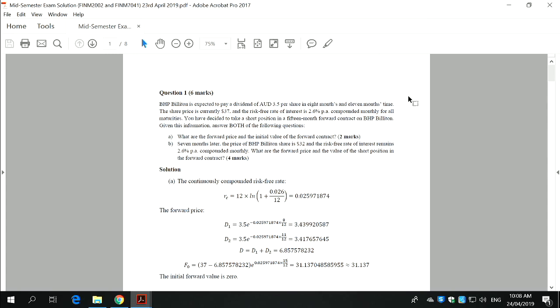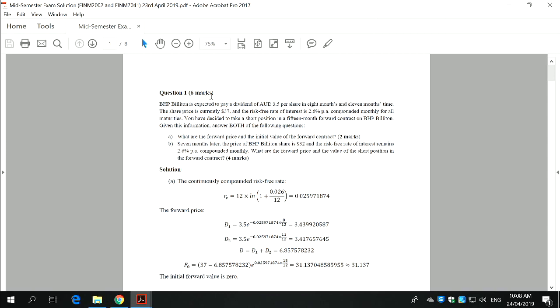I would say the mid-semester exam is quite straightforward, right? So for example, the first question is just taken straight out of your lecture slides, right? So I mean, you've done this in your first quiz. So valuing a forward contract. So let's have a look.